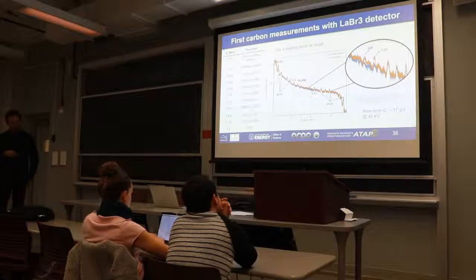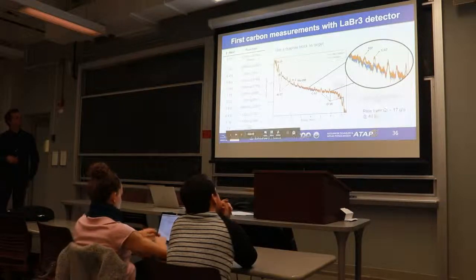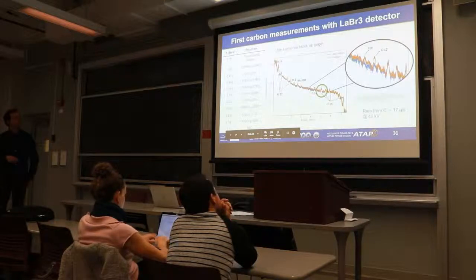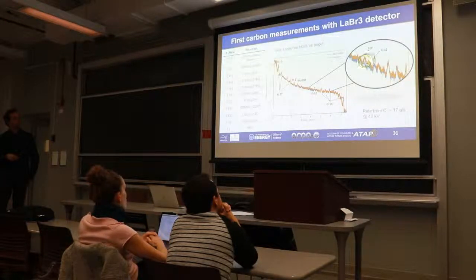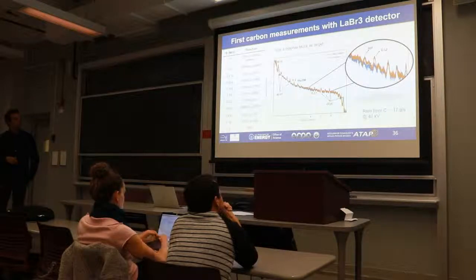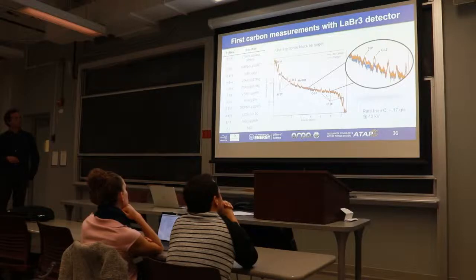And so if you just look at what the lead bromide measures and you don't do any API, you get something like this. And if you zoom into this area here, you see that if you put the carbon block in or take it out, you nicely see the carbon peak here and the escape peak here. And the rest is pretty much the same for most cases, so it's just our background. And we see some other elements too over here. The rate is pretty low, but we also operated at a low voltage at that time.